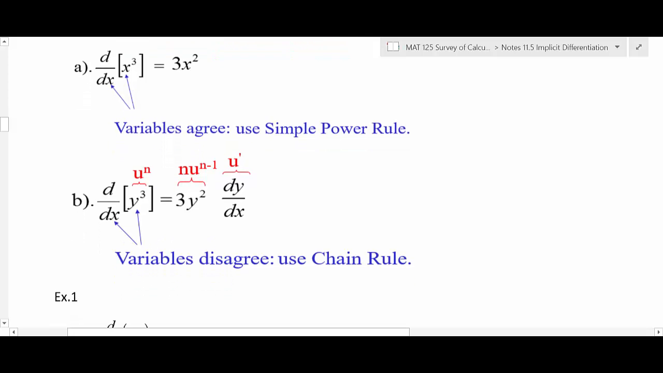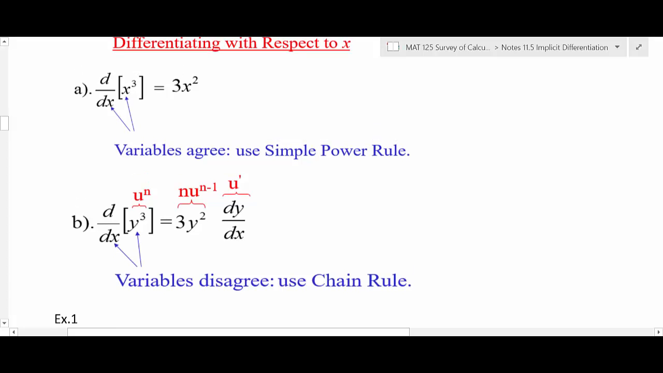Now, since we've learned the chain rule, you can't learn this until you learn the chain rule. So the idea I want to get to is what I mean by variables agreeing and variables disagreeing. If you're doing the derivative of x to the third, these variables match. When you have that d dx, it's saying take the derivative with respect to the variable x. So those variables match. You already know how to do that.